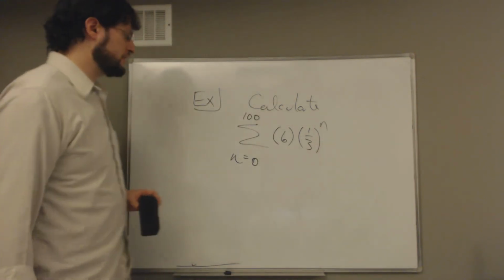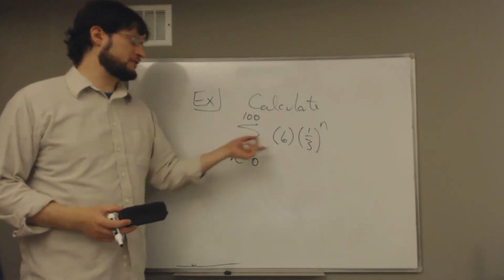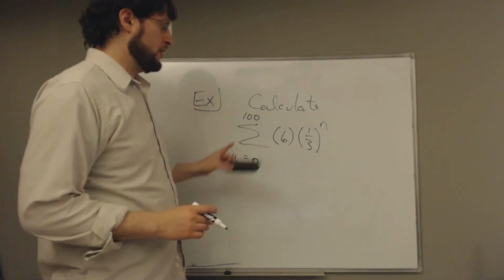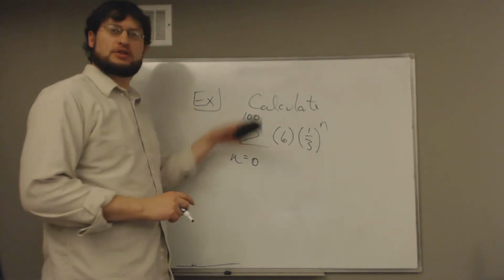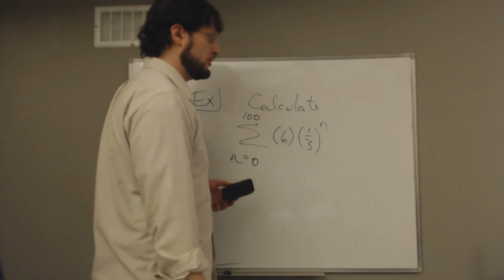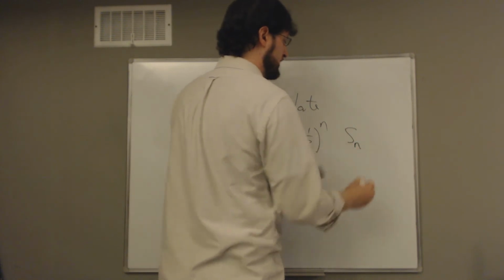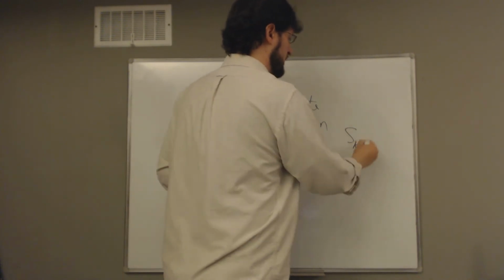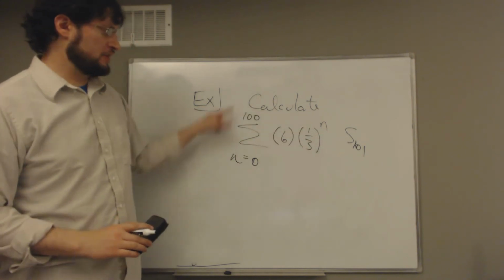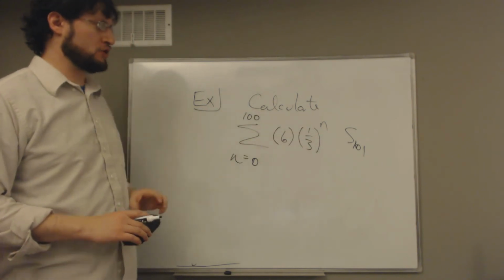Let's calculate the sum from n equals 0 to 100 of 6 times 1/3 to the n. Now, let's be careful. When I say n equals 0 to 100, I'm actually including 101 terms. So this is actually S sub 101. And that's what we're asked to calculate here, because this includes 101 terms.